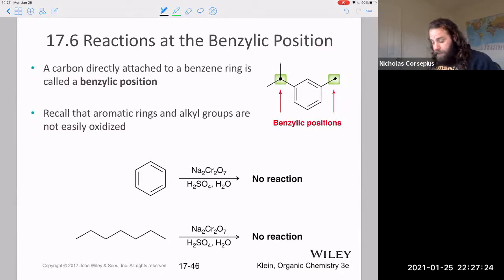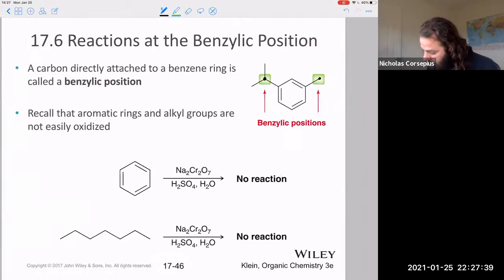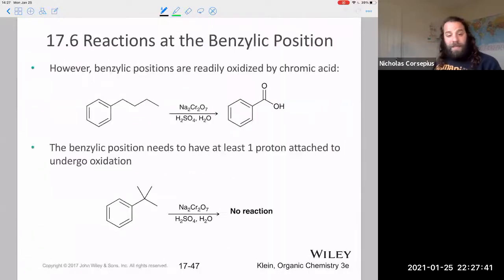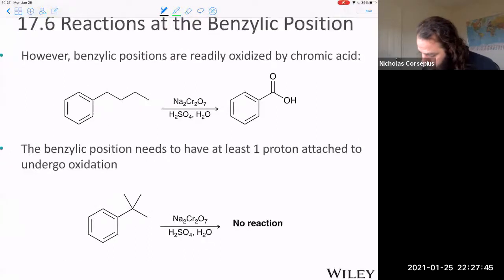Okay, benzene rings themselves are, like we said, remarkably stable. They're not easy to oxidize or reduce, right? So if you're trying to stick an oxygen on there or reduce it to a cyclohexane, it's very hard to do. However, the benzylic position is quite reactive. So let's take a look at this reaction here.